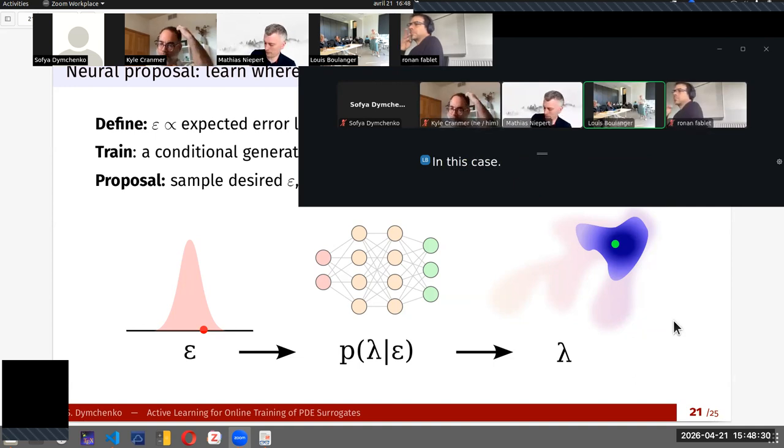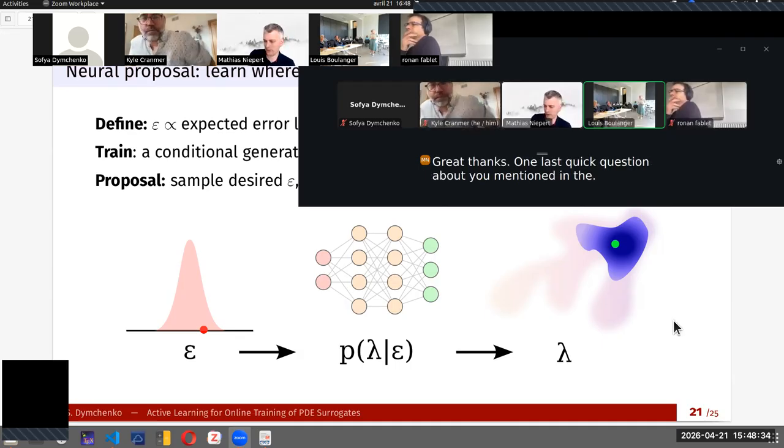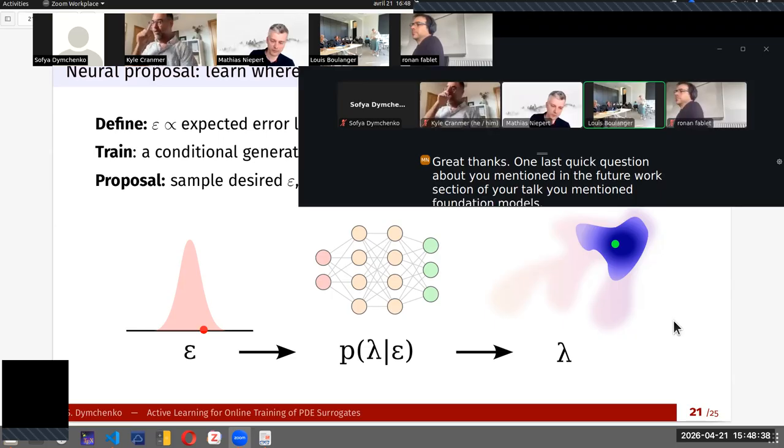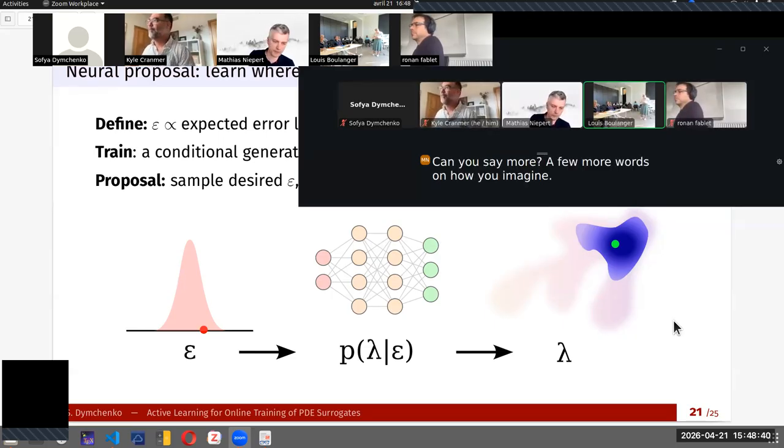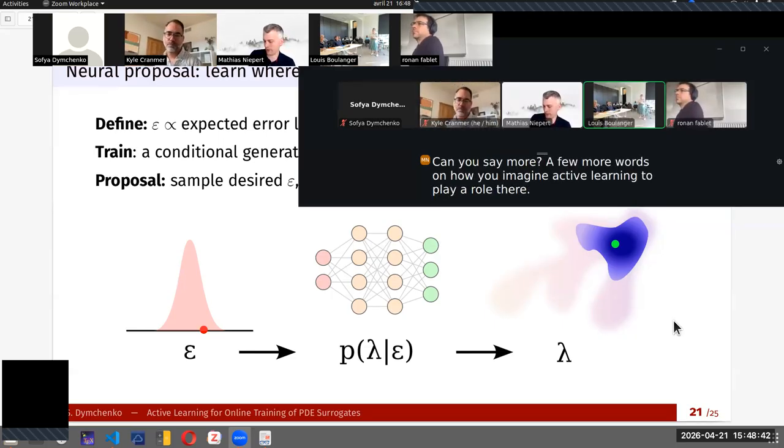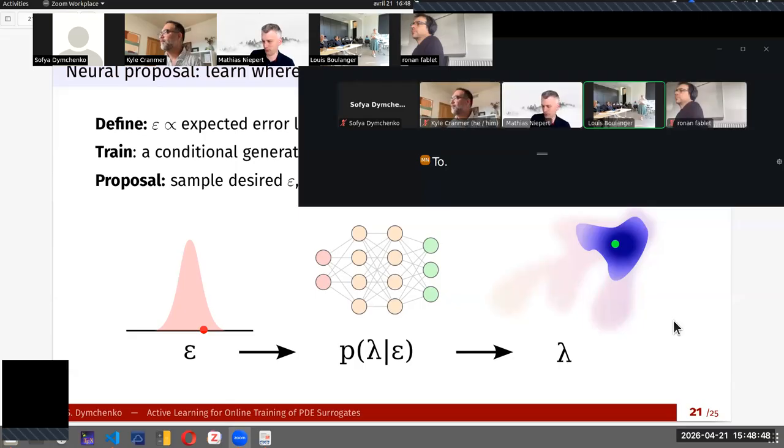Great, thanks. One last quick question: you mentioned foundation models in the future work section of your talk. Can you say a few more words on how you imagine active learning to play a role there? Are you imagining it to figure out what data to generate for pre-training a foundation model or for fine-tuning it, or what are your thoughts there?